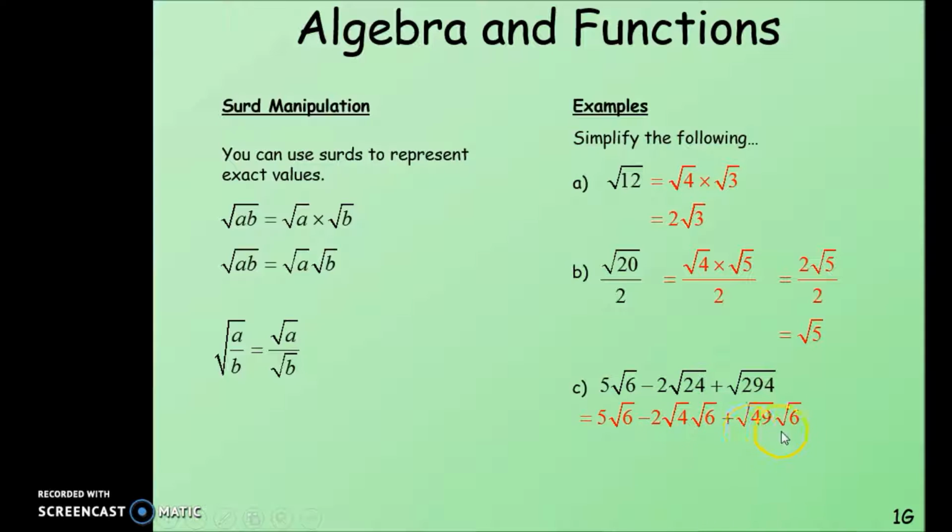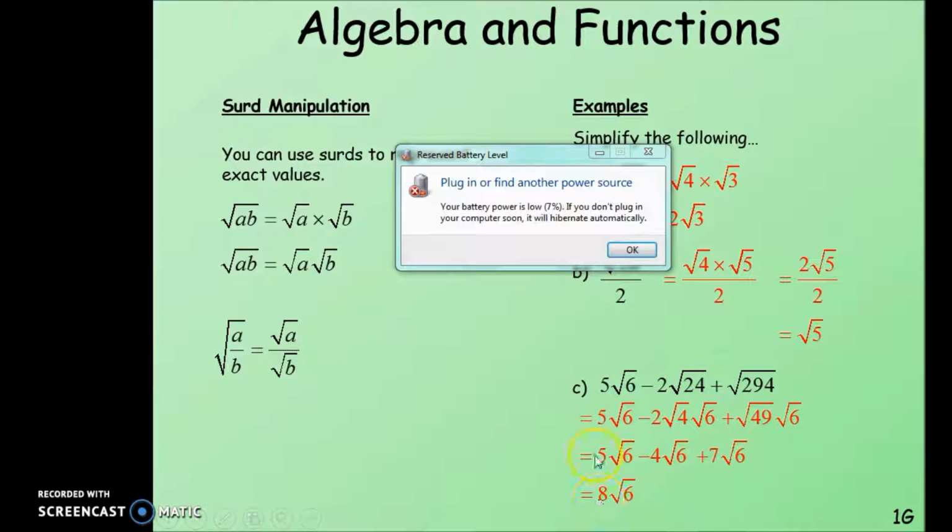So then we just need to simplify our square numbers, and then we can add the different bits together. So this has now become 5 root 6. We've got our minus 4 here from minus 2 times 2. And then we've got our 7 from the root 49. So we just add them up. What's 5 root 6's, take away 4 root 6's, add 7 root 6's? Well, in total, if we did that, we'd end up with 8 root 6's. Because 5 take away 4 gives me 1. Plus 7 is going to give me 8. So I hope that helps, guys.